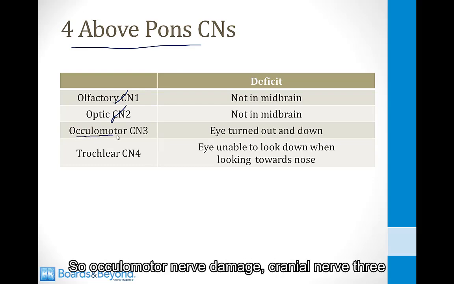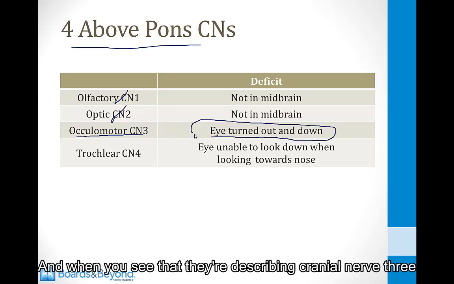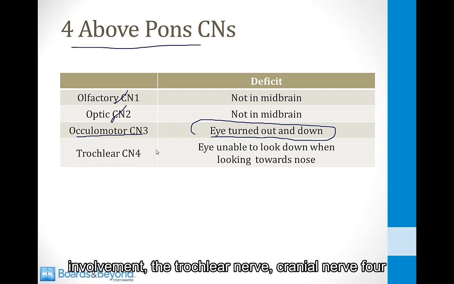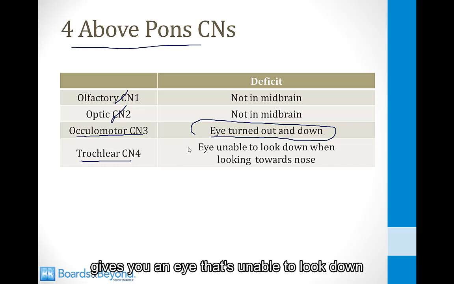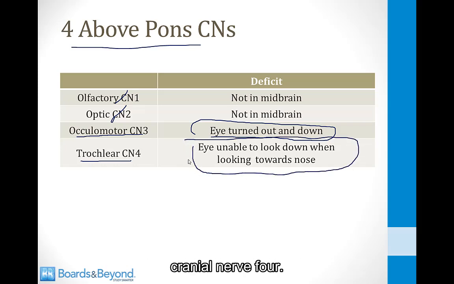So oculomotor nerve damage, cranial nerve 3, gives you an eye that's turned down and out. And when you see that, they're describing cranial nerve 3 involvement. The trochlear nerve, cranial nerve 4, gives you an eye that's unable to look down when looking towards the nose. And so if you see this, they are describing cranial nerve 4.